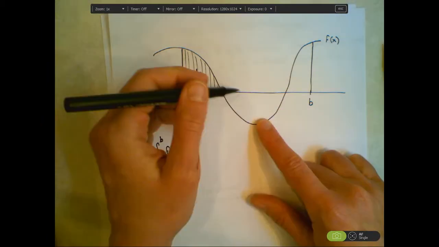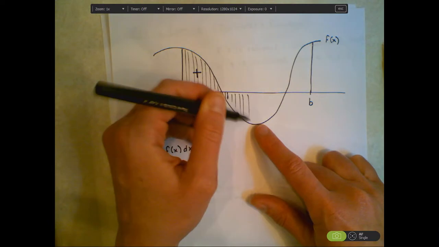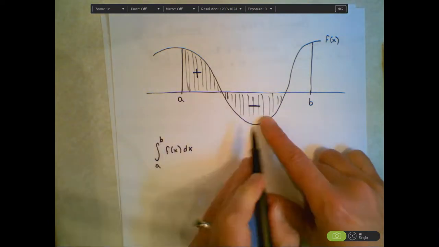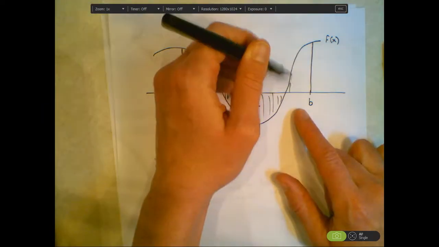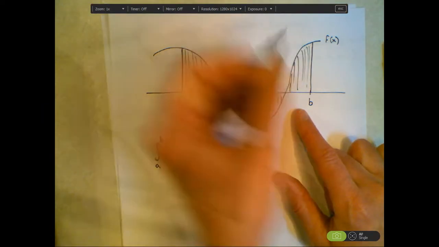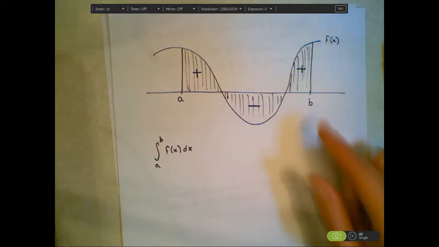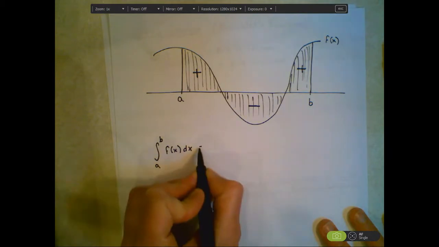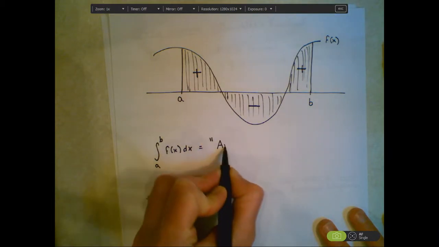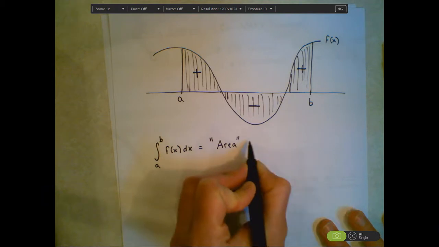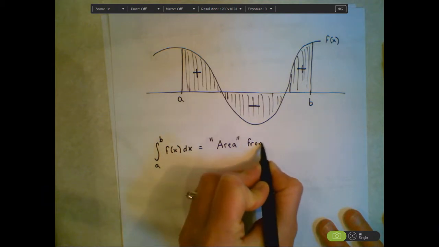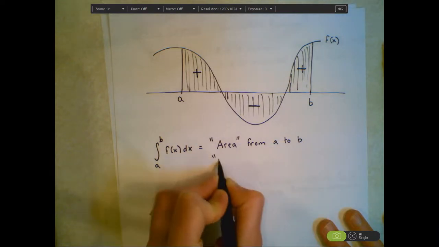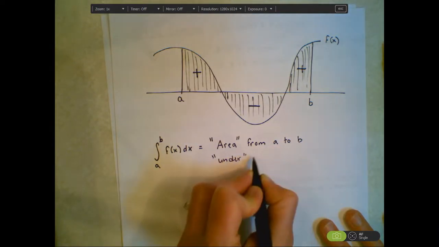Here, I'm going to get negative height values. So this part is going to give me some negative value under my curve, and this part will give me a positive value. So in an abusive notation, I could say that it's, I'm going to put this in quotes, the area from A to B under the curve f of x.